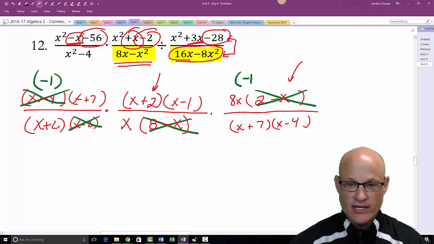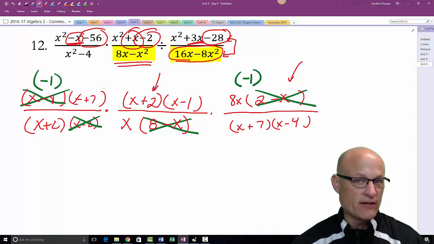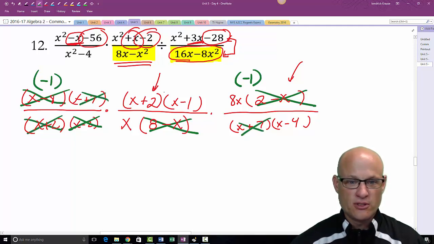That's another negative 1. Well, what's going to happen to those two negatives? They're going to turn into positive. So just because you have the negative 1 rule doesn't mean you're going to have a negative answer. I got two negative 1 rules. They're going to offset each other. Let me keep going. X plus 7, x plus 7, x plus 2, x plus 2. This x divides and gets rid of this x. Is there anything left over in the numerator?